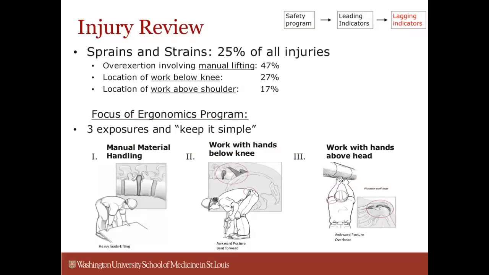So in this general contractor, we found the risks are very similar to many other contractors' data that we see. And so those three issues became the focus of the ergonomics program. Their goal was to focus the ergonomics program on those three exposures, but also to keep it as simple as possible. So the first one, the program focused on manual material handling. The second focus was on working below knee, and the third one was working with hands above head.